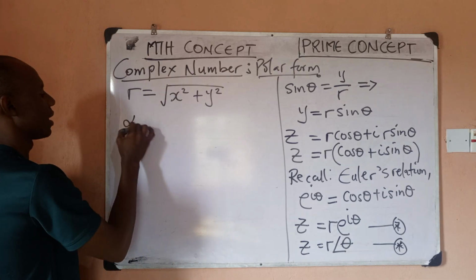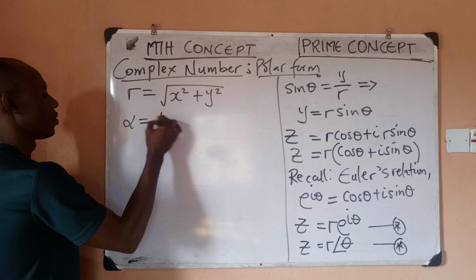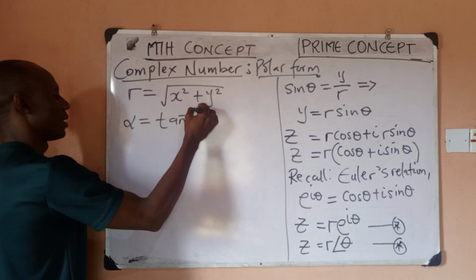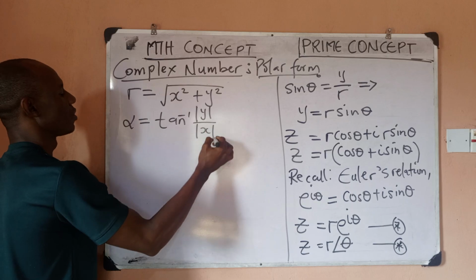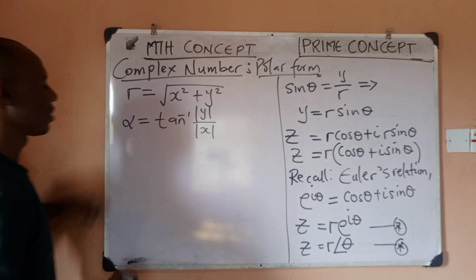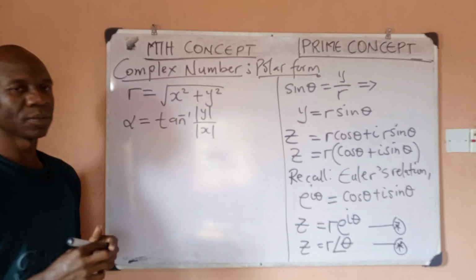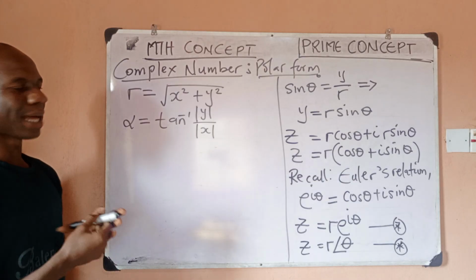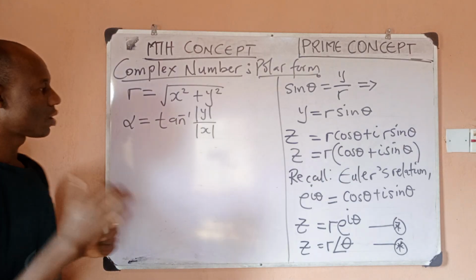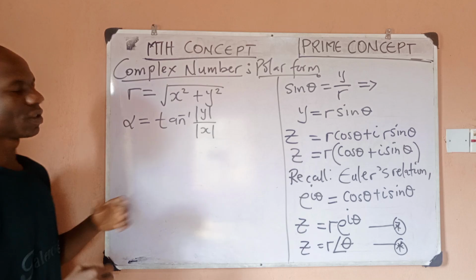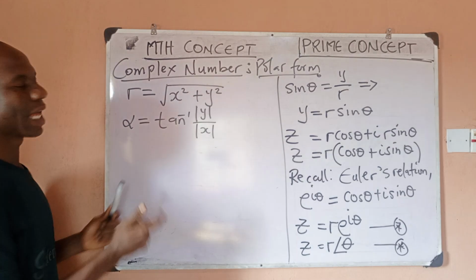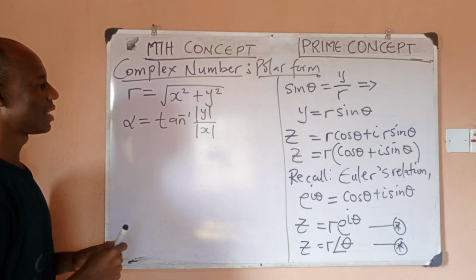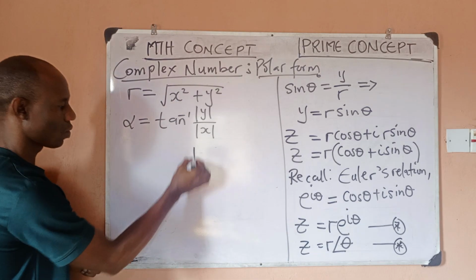And then we'll be needing the relation which I will be calling alpha, which is equal to tan inverse of the absolute value of y divided by the absolute value of x. I'll be calling this relation alpha, so that we can then determine the different quadrants for which this would fall. We're going to see different ways of solving this. But first, since we are calling this alpha, it means we'll be interested in working with different quadrants.